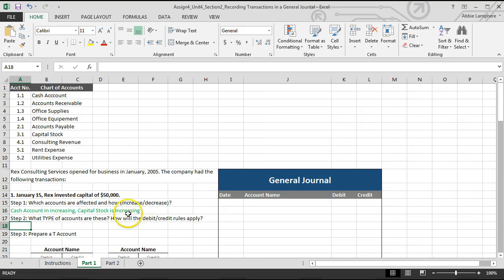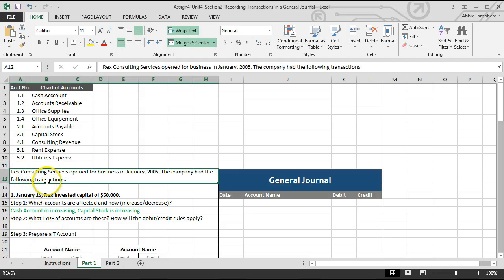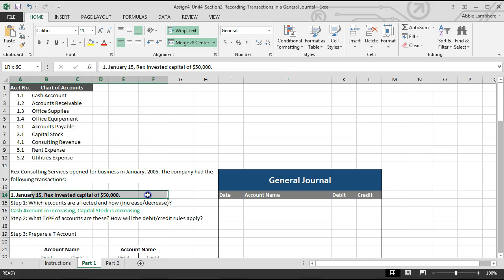So when we go to the Part 1 tab, this is what we came up with in class before we all got kicked out. With this first transaction, we are Rex Consulting Services. We're doing the accounting books for Rex Consulting Services. They opened for business in January 2005. The company had the following transactions. On January 15th, Rex made the initial investment of $50,000 into the business.